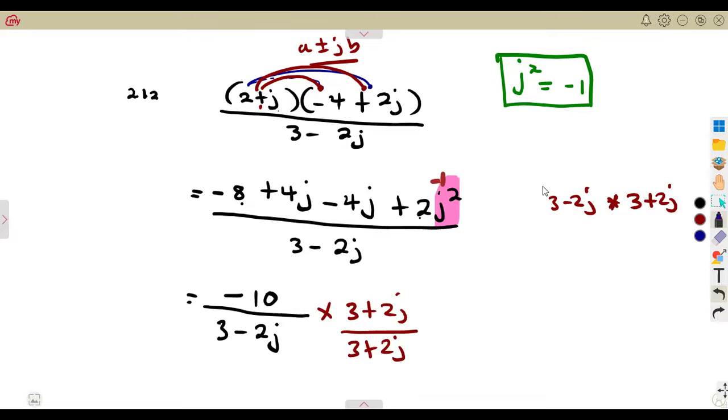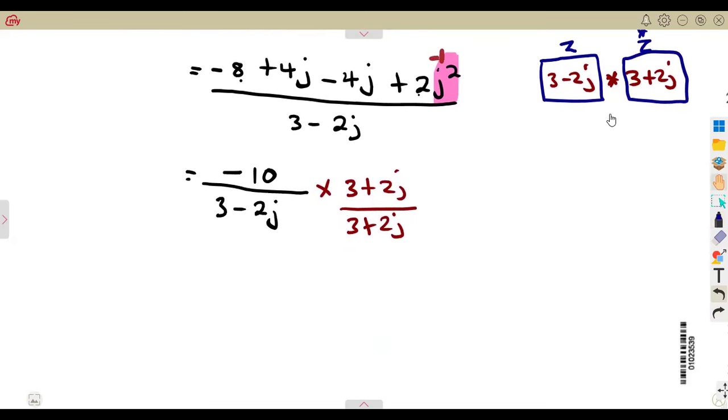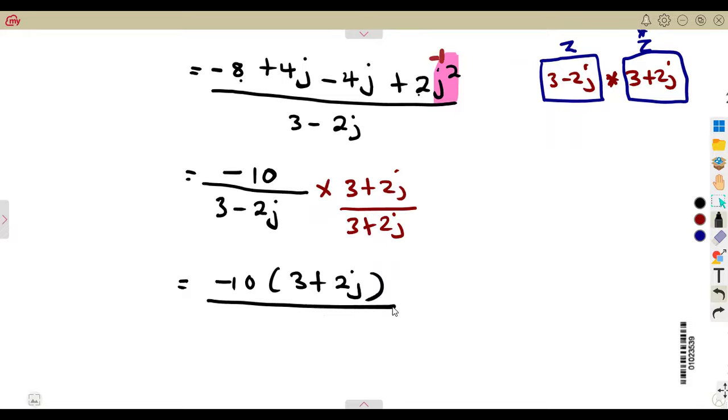This is our normal complex number, and this is its complex conjugate. So that once you expand this, the denominator now will be a real term, which we can expand our brackets here, guys. As we can see, -10 is going to multiply this as it is. So that's -10 into 3 plus 2j over what?